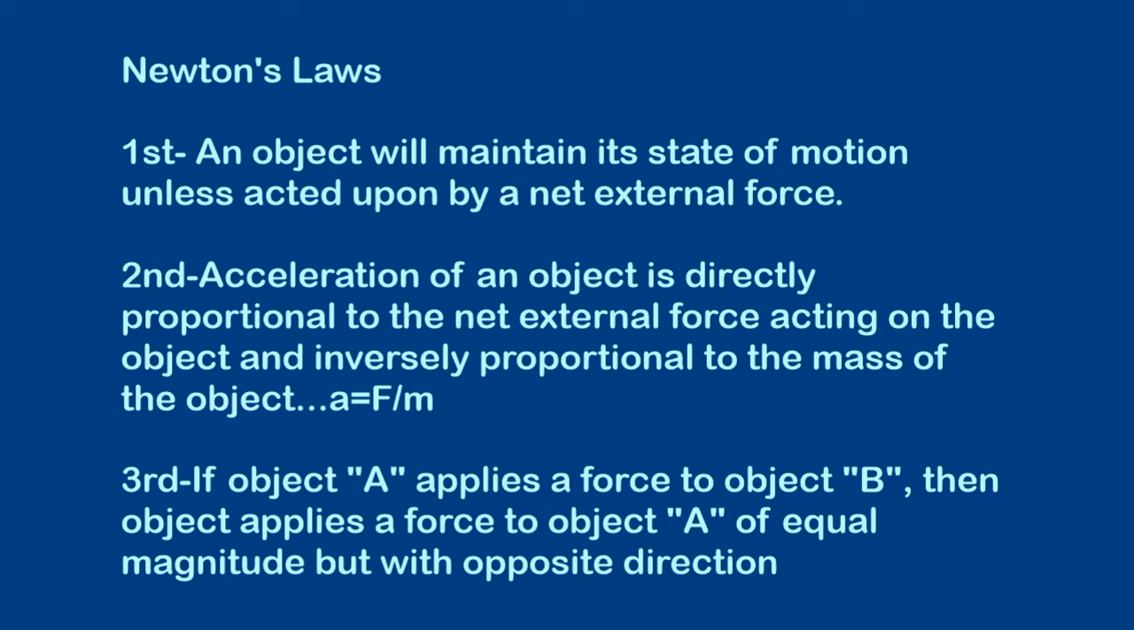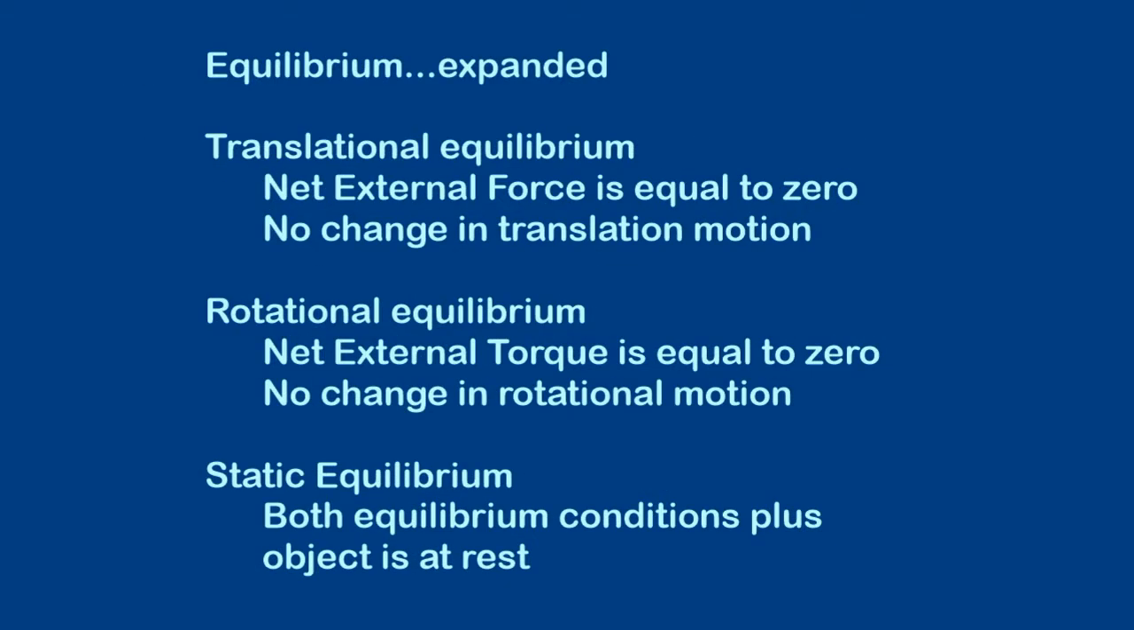If the sum of all the forces acting on the object resulted in zero net external force, then the object would not change its velocity, and the object would be in equilibrium. We will now refer to this type of equilibrium as translational equilibrium. Now, the question is, how do Newton's laws pertain to an object that is rotating?